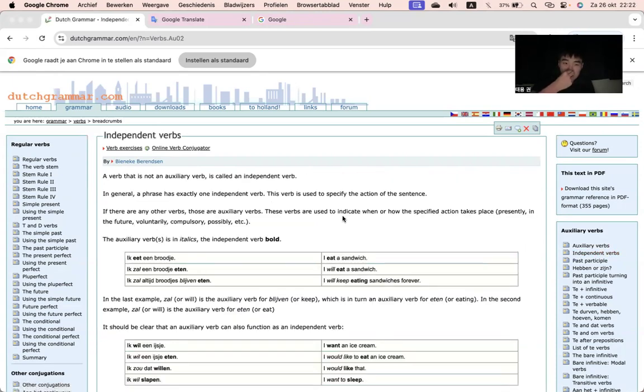Independent verbs. A verb that is not an auxiliary verb is called an independent verb. Like eet, één broodje, ik zal één broodje eten. I don't know the difference between this and this. So if there is zal, I guess you have to put eten at the end. I will eat a sandwich. Ik zal één broodje eten. Ik zal altijd broodjes blijven eten.